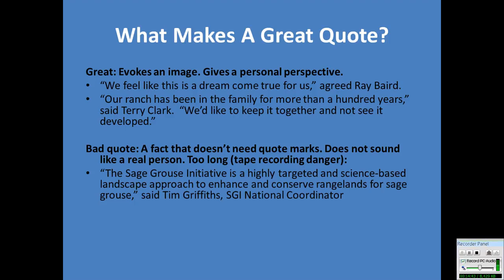These are a couple that I used when I was covering the Pioneer Alliance gathering near Haley, Idaho, when ranchers spoke up about why they had put conservation easements on their land. "We feel like this is a dream come true for us." And then we got another one: "Our ranch has been in the family for more than 100 years," said Terry Clark. "We'd like to keep it together and not see it develop." Those are the kind of quotes you're looking for.